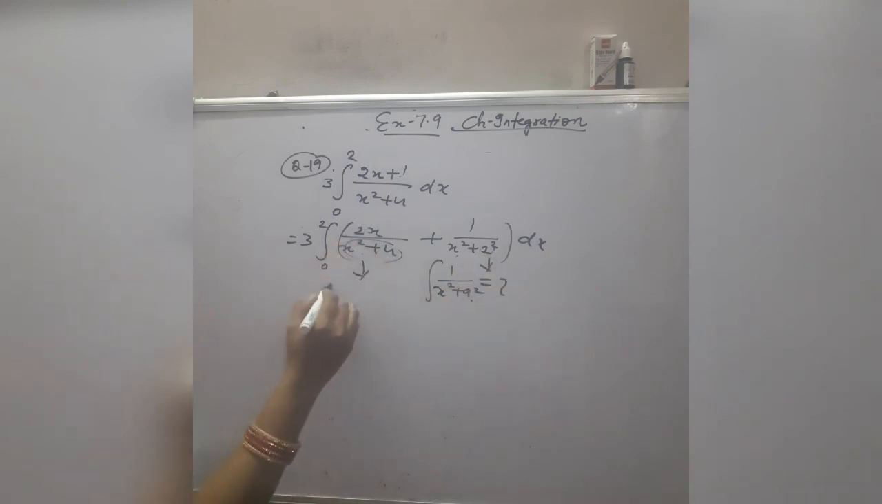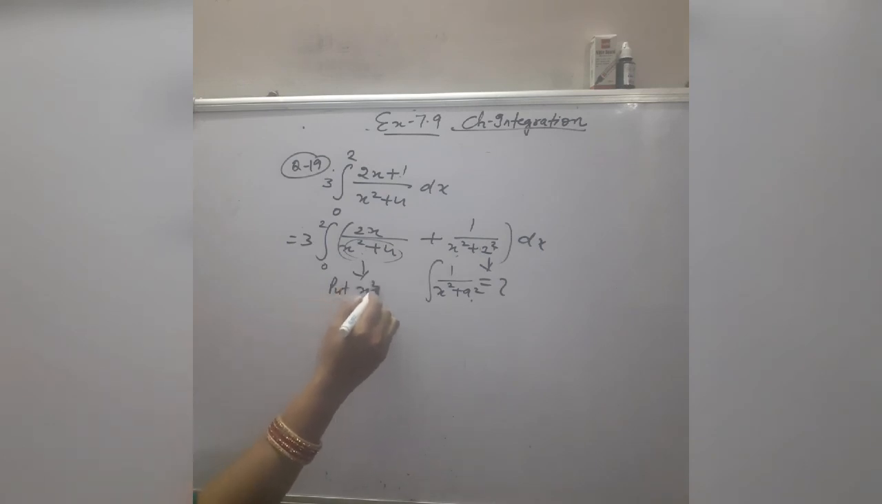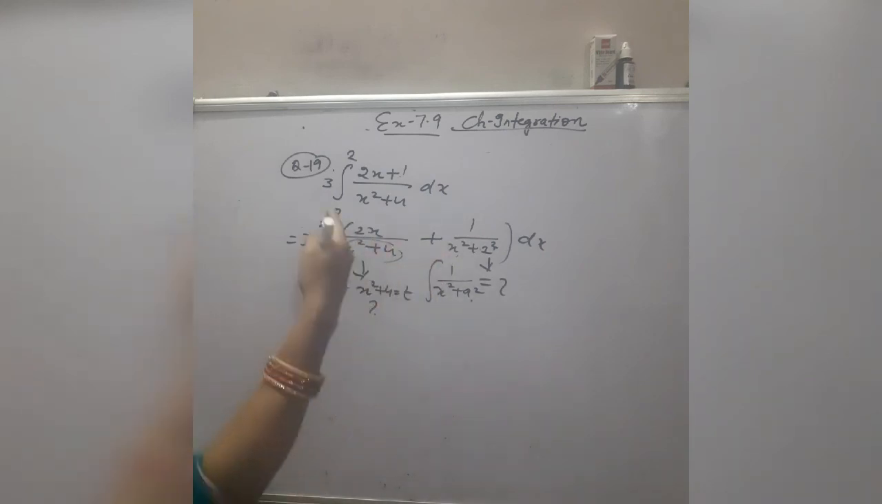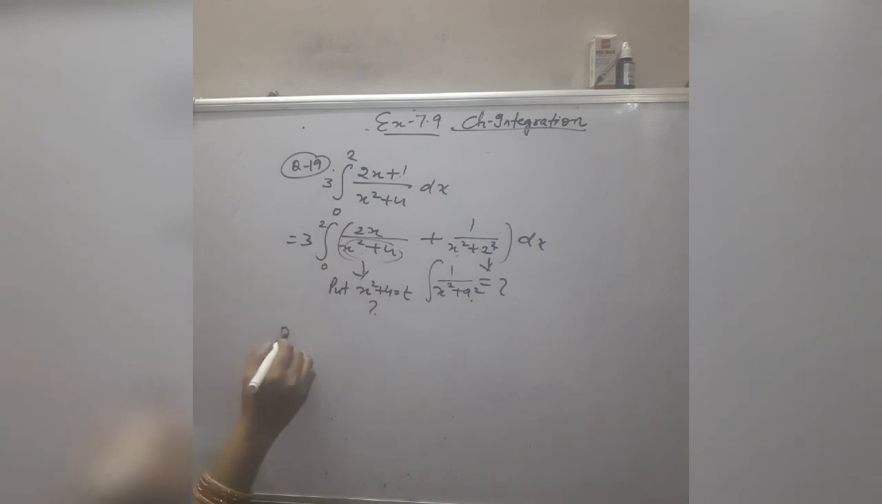In the first part you will use the substitution method. You will put x square plus 4 equal to t. After that you will integrate it, separately integrating both the terms. Then the last step is upper limit minus lower limit. So this is question number 19.